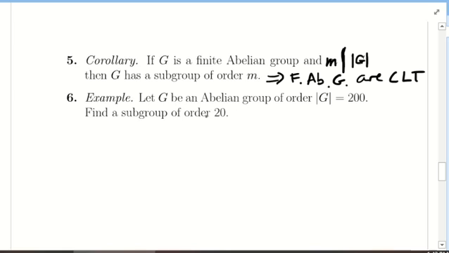Okay. So, for example, let's find a subgroup of order 20 in a group of order 200. So, without doing all of them, let's just pick at random. So, 200. What is that? It's 25 times 8, right? So 5 squared times 2 cubed.